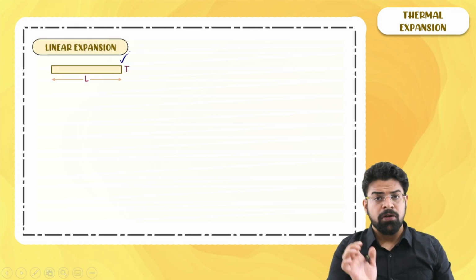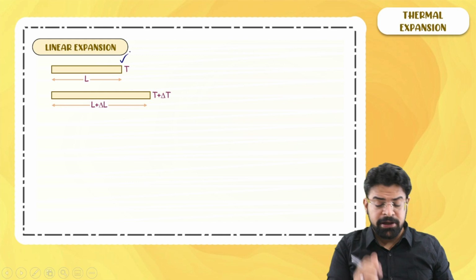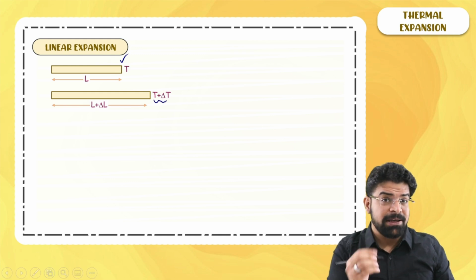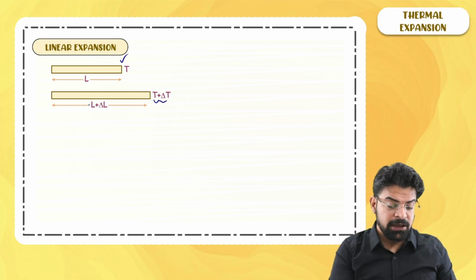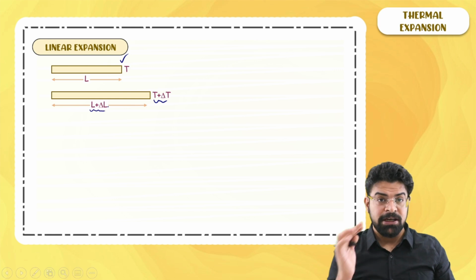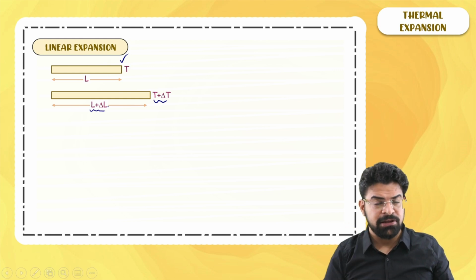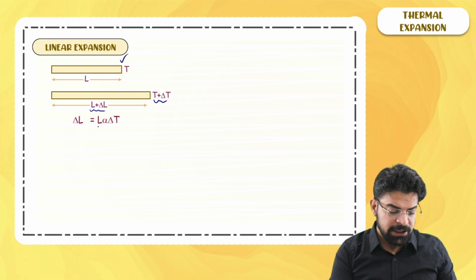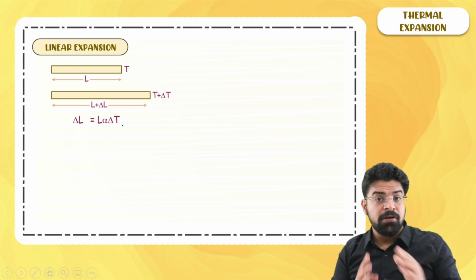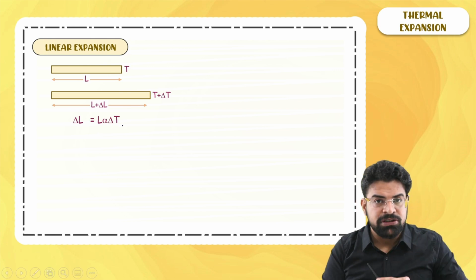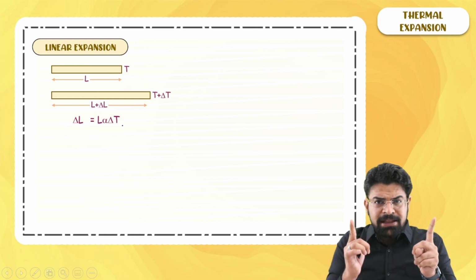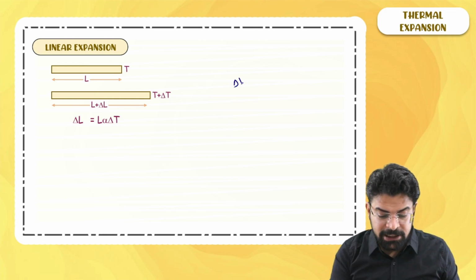If we have a rod of length L at temperature T, on increasing the temperature to T plus delta T, by an amount delta T, the length increases and becomes L plus delta L, where delta L is the change in length. We already know that the change in length equals L alpha delta T, where alpha is a proportionality constant. If the length decreases, we will say that delta L is negative.